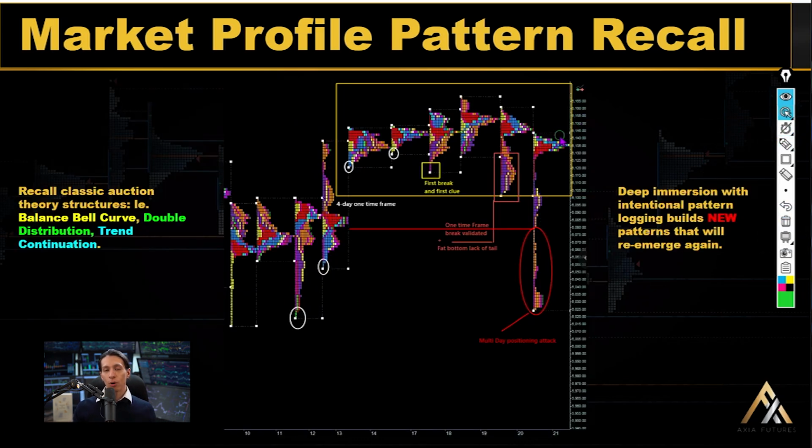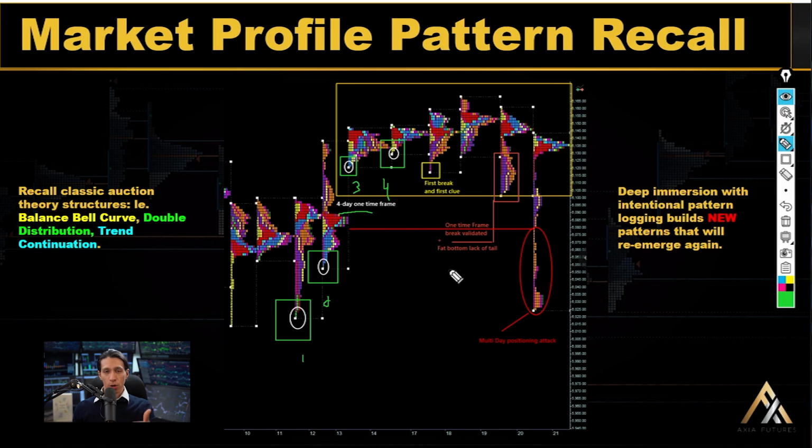Now, I want to cover a more holistic approach that you can take using those classical patterns, but then getting more refined in how you log them. So what you're going to notice here is I've got these little white circles, and what these are identifying is a one-time framing, right? So we have 1, 2, 3, 4 days, as you can see here, of one-time framing.